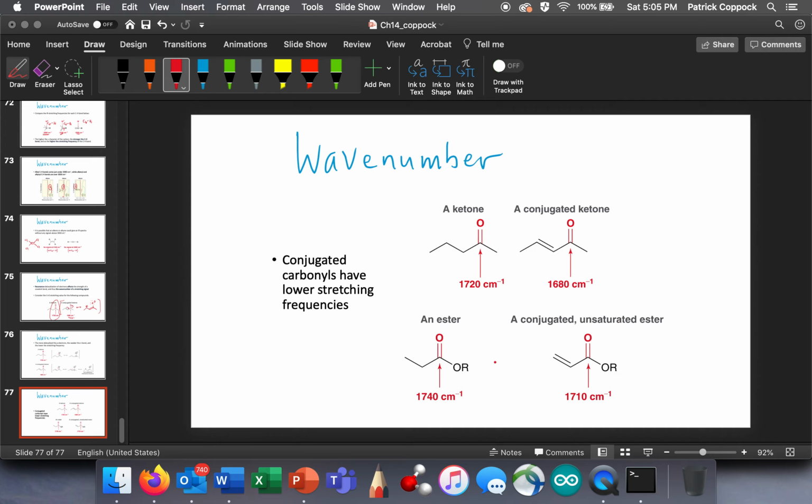Same thing goes for esters. So here's an ester group down here. In the previous slide we did a ketone, but here, if you have an oxygen with more carbons on it, then you get the same thing. So an ester, typically this particular one will absorb, let's say, at 1740. If it's conjugated, it'll be less, 1710. All right, so there's a brief introduction to the factors that affect the wave number of the signals that we observe in infrared spectroscopy.